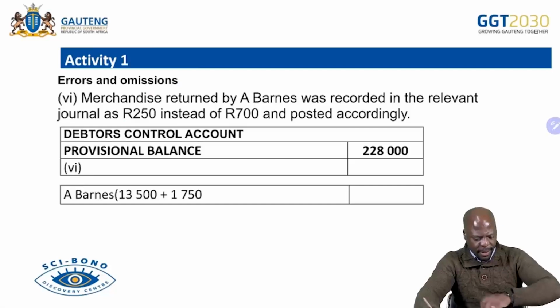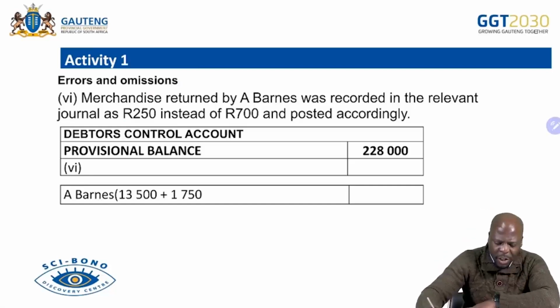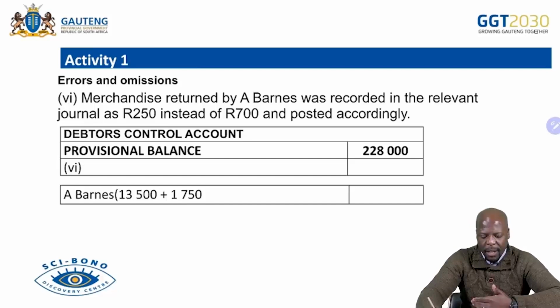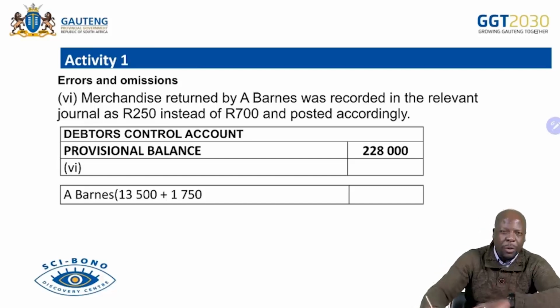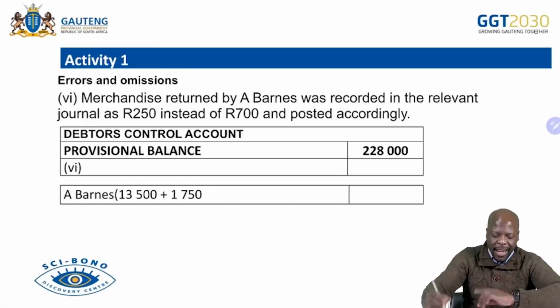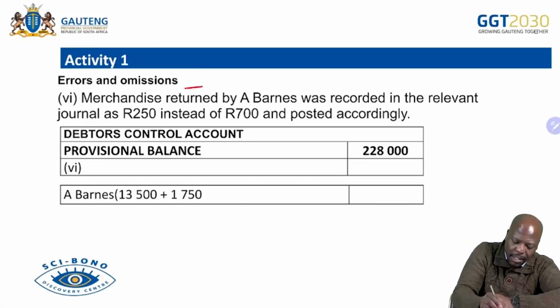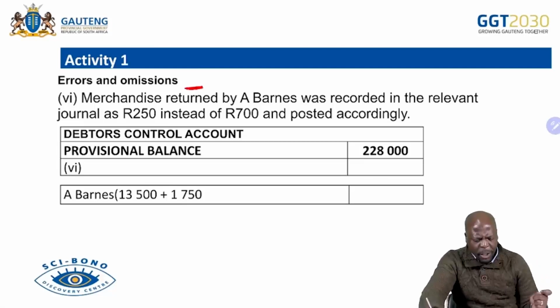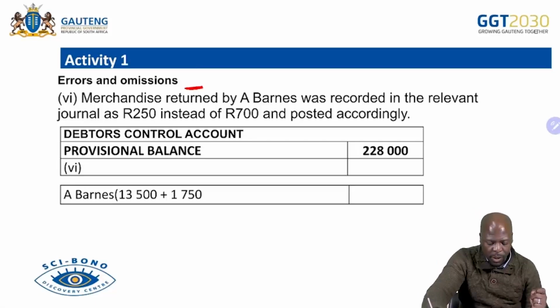Error number 6. And it reads, merchandise returned. Remember returns. It could be wrong color. It could be wrong size. Then it's returned. Once they return, do you remember the sign? Do you remember we spoke about it? What is the sign? The sign has to be a minus. When merchandise is returned, the sign is a minus. So let's read it again. Merchandise returned by A. Barnes was recorded in the relevant journal as 250 instead of 700.